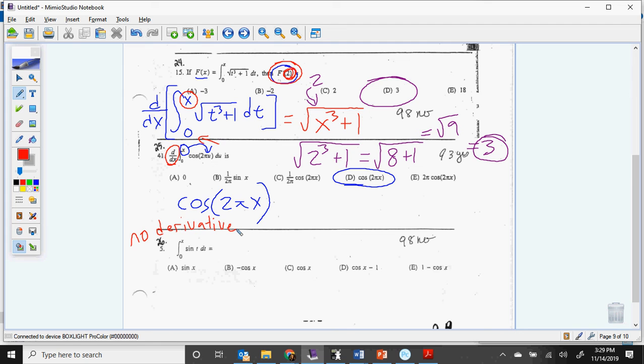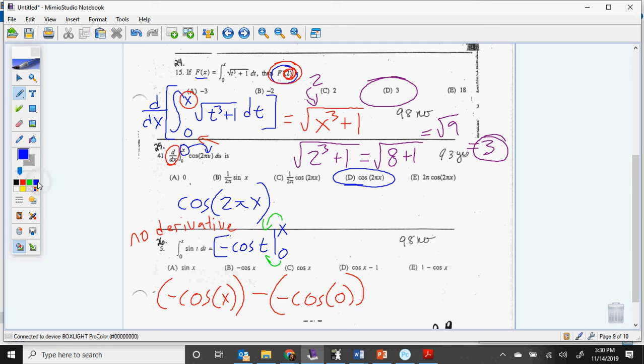So I actually have to take the integral. So, I'm going to work this problem out. If I do the integral of sine, I get negative cosine t, and I'm going from 0 to x. Well, our thing says we're going to plug x in, and then plug 0 in, and then subtract. So if I plug x in, I get negative cosine of x minus negative cosine of 0.